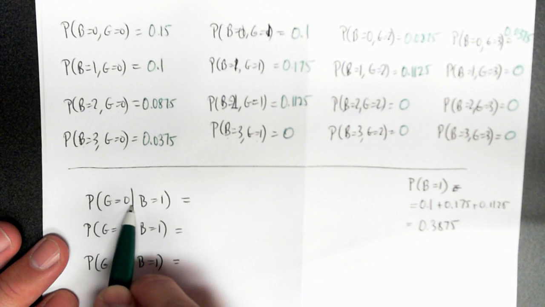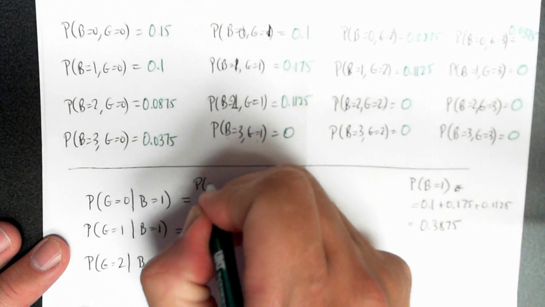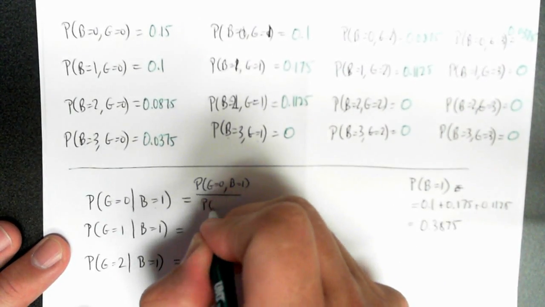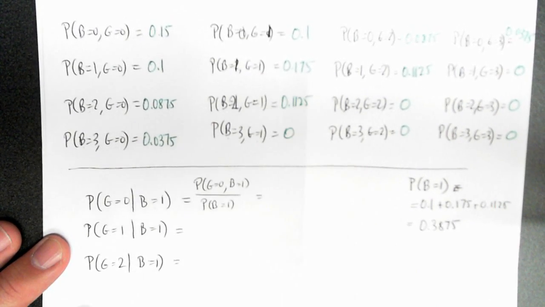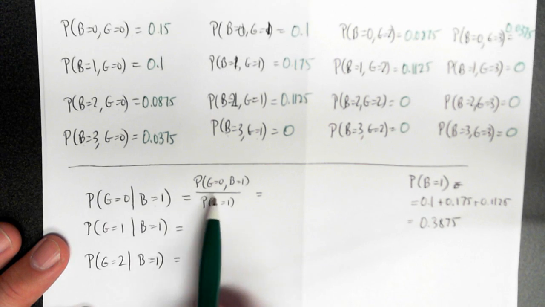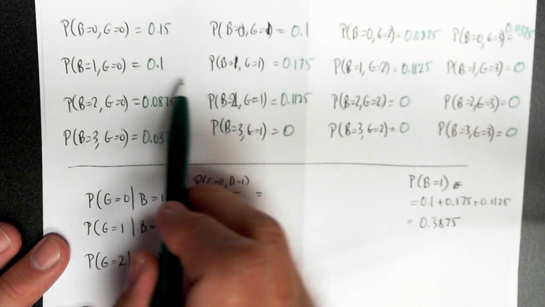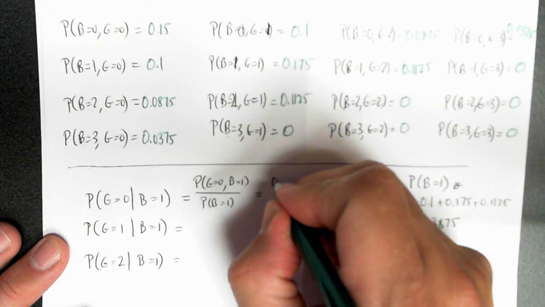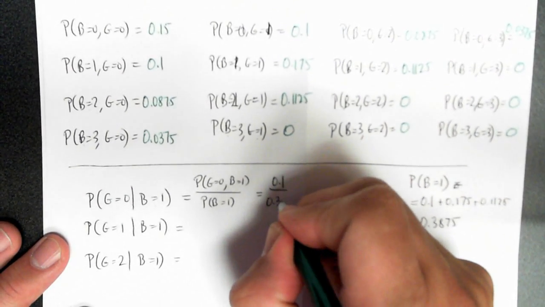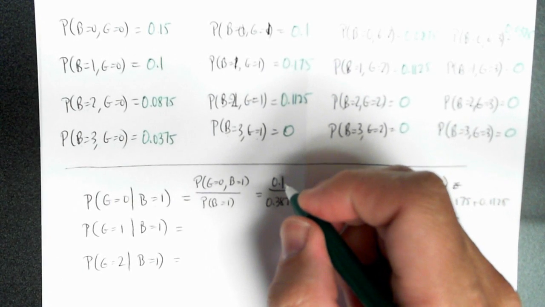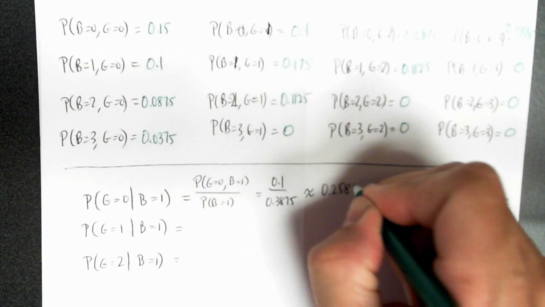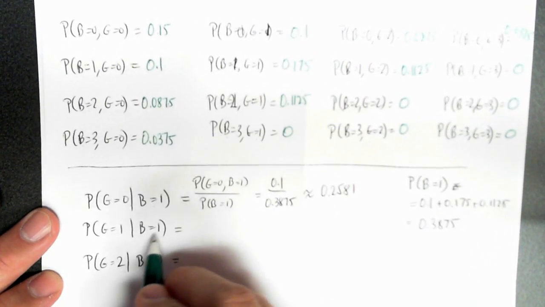So the chance that G is equal to 0 given that B equals 1, that's the probability that G equals 0 and B equals 1, divided by the probability that B equals 1. And so that's equal to the chance that G equals 0, B equals 1, that is right here, 0.1, divided by the chance that B equals 1, which is 0.3875. And so this works out to be approximately 0.2581, just plug in the calculator.